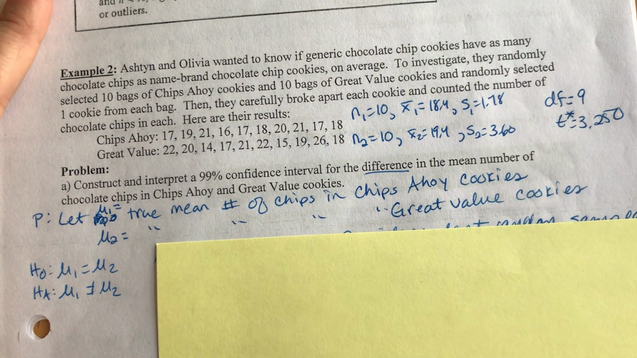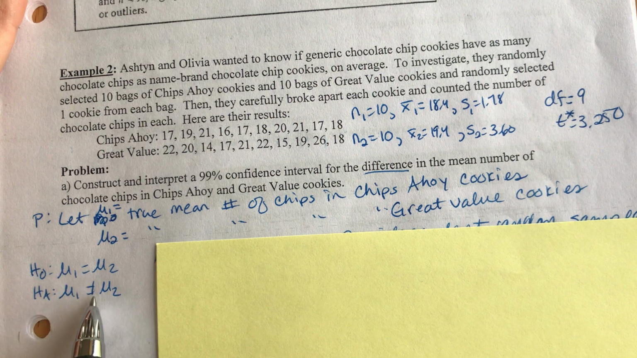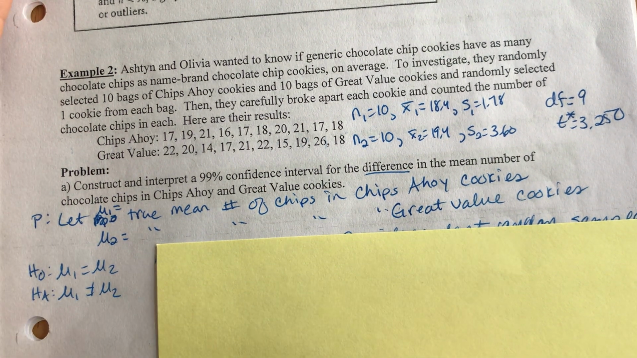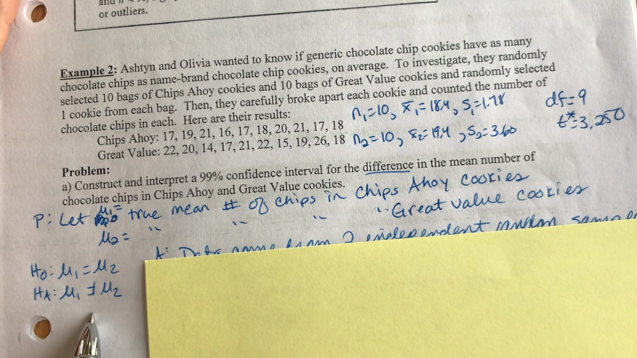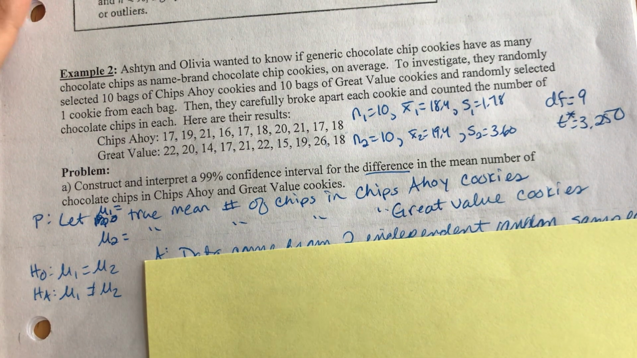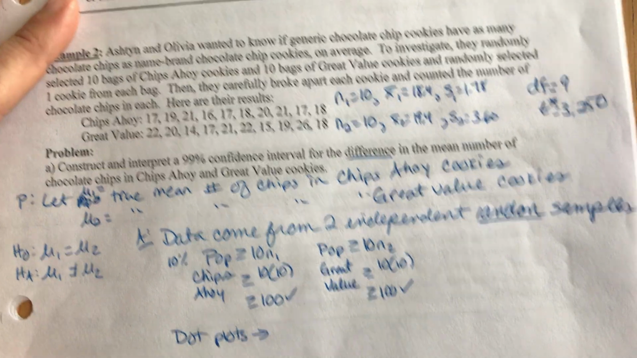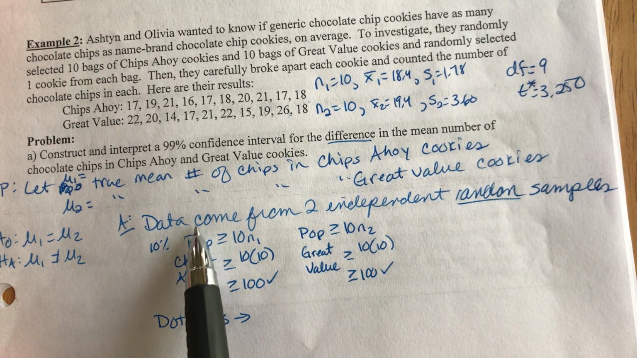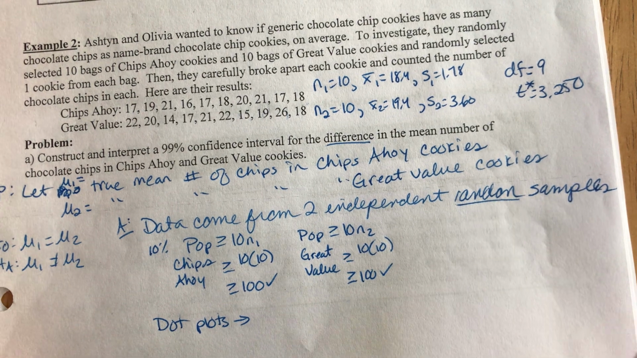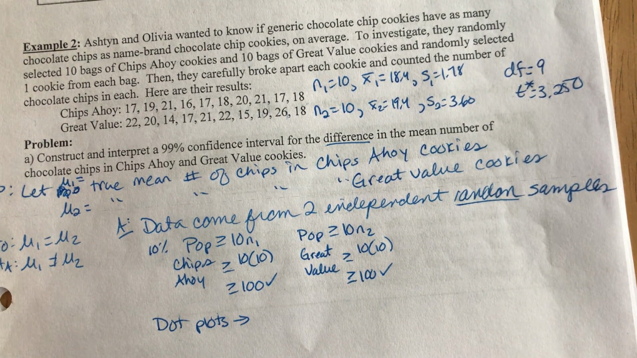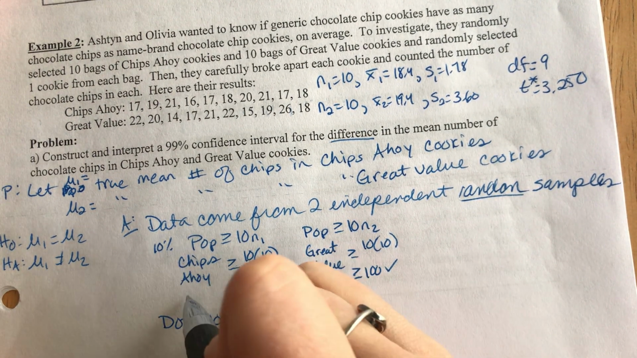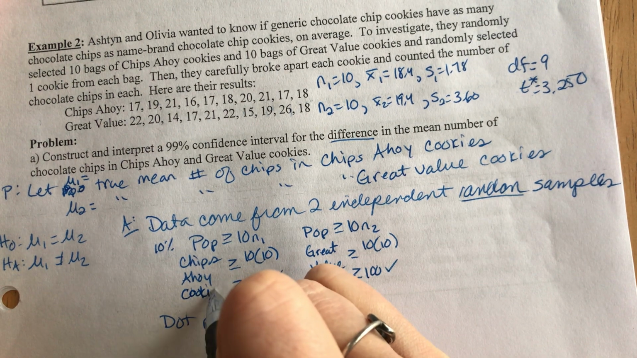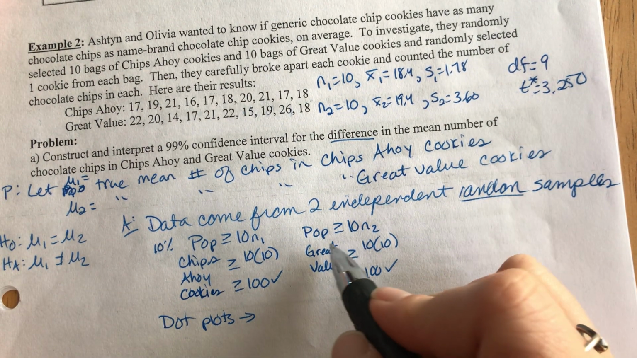We're going to have our hypotheses. Are they equal or are they not? Again, you could also do mu1 minus mu2 equals 0, mu1 minus mu2 doesn't equal 0. That's perfectly acceptable as well. Our assumptions: we were told that they were random, so we have 2 random samples. They randomly picked 10 bags and then randomly picked a cookie out of each of those bags. So that should be good to go. Our population of all Chips Ahoy cookies, so we should include the word cookies, is going to be at least 100 cookies. Good. Great Value cookies.